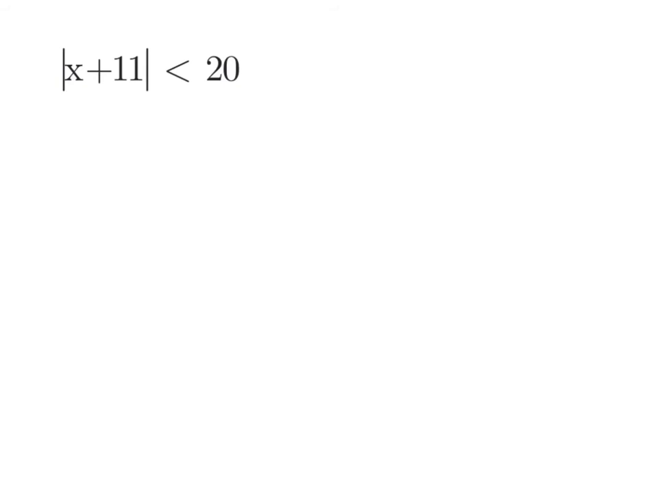Let's try one more. I'm going to break it into two inequalities. The first one looks exactly the same: x plus 11 is less than 20. If you're uncertain whether you can make this an intersection or a union, then just separate it into two inequalities. x plus 11 is less than 20, and the other one is completely opposite. So instead of less than, it's greater than. Instead of 20, it's negative 20. And solve each of them.